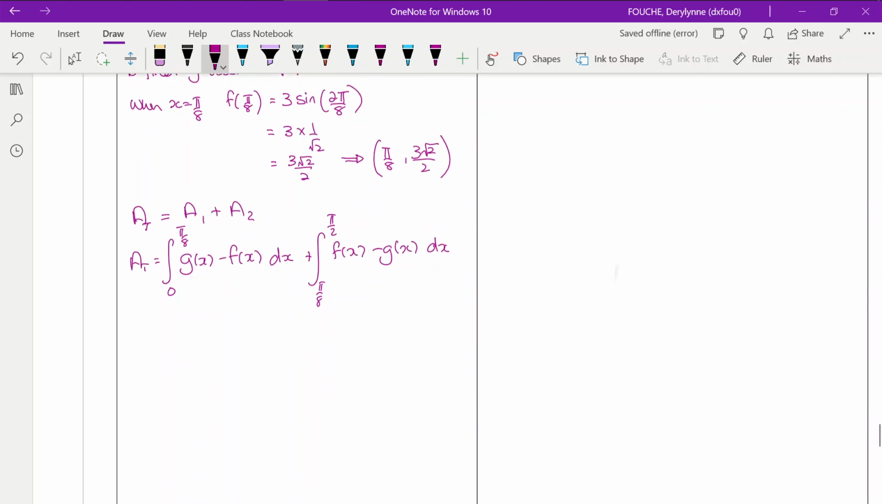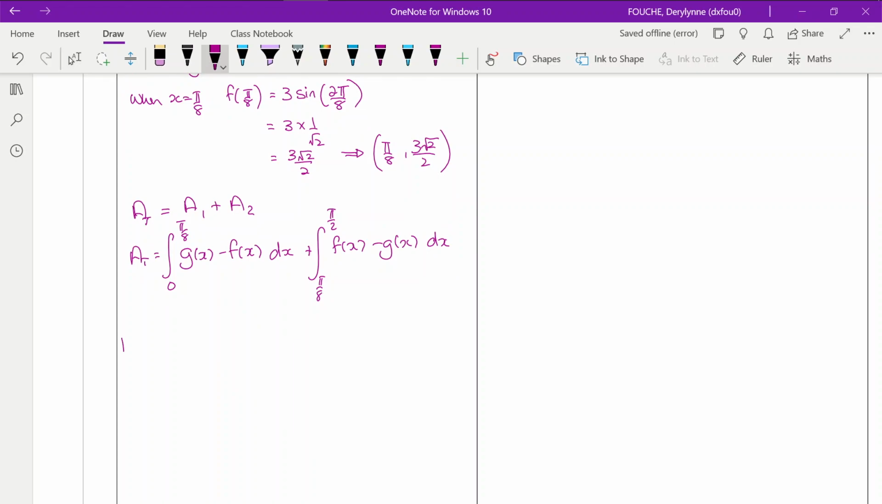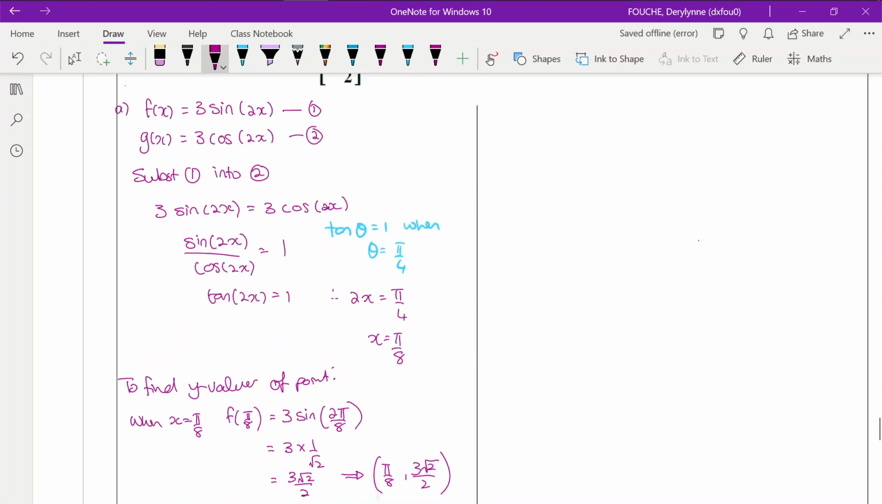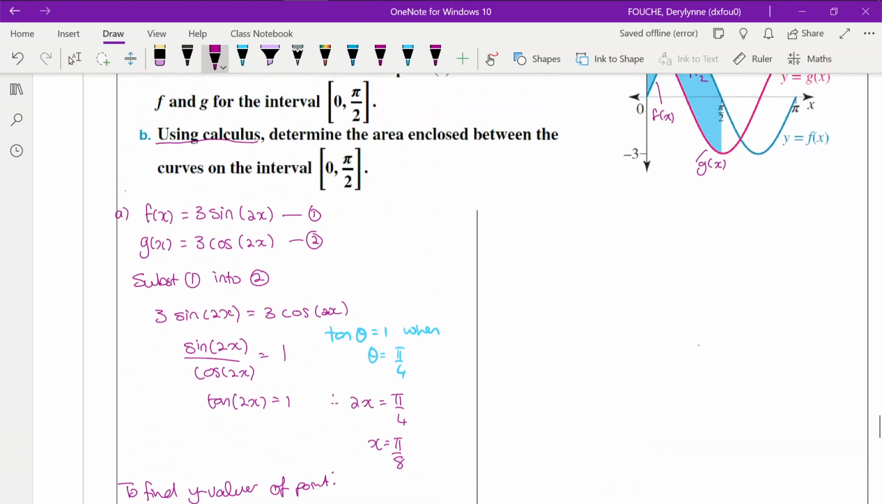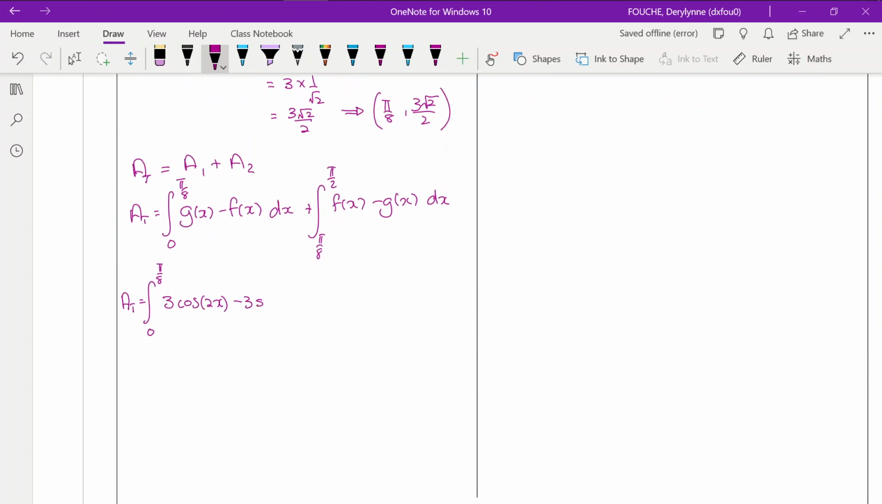Alright. And so now I can work through that. I've got my total area is my integral from 0 to pi on 8, and in this case, g of x was 3 cos 2x and f of x was 3 sine of 2x dx, and I want to add that from pi on 8 to pi on 2. In this case it was 3 sine of 2x minus 3 cos of 2x dx.